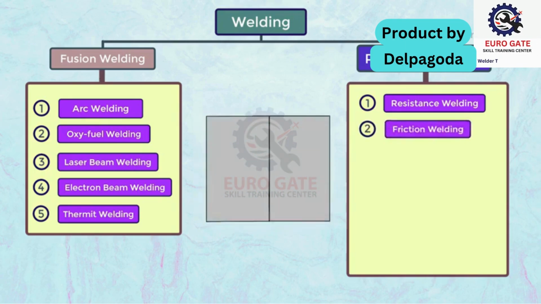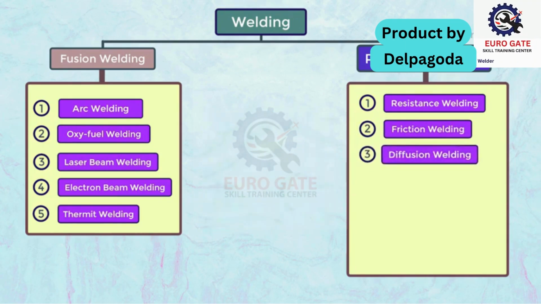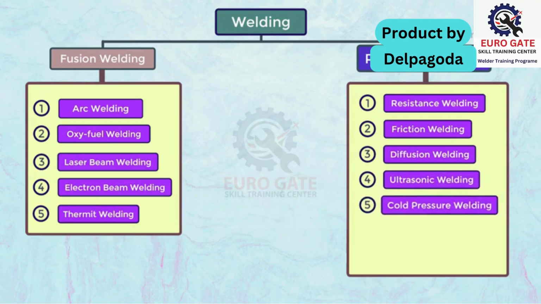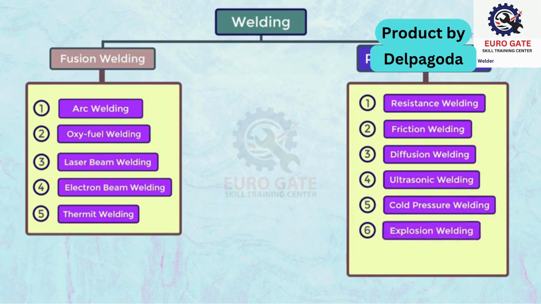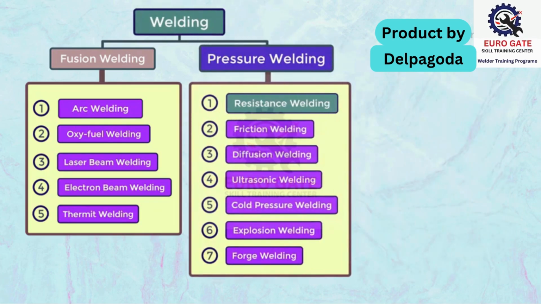The next process of welding is the friction welding process. Third, the diffusion welding process. Fourth, the ultrasonic welding process. Fifth, cold pressure welding. Sixth, explosion welding. And seventh, the forge welding process. These are the different types of pressure welding processes. Here, the resistance welding process is further categorized into different types. Classification of the resistance welding process.